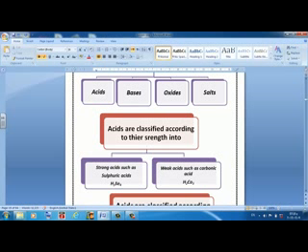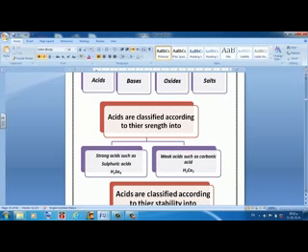Acids are classified according to their strength into strong acids such as sulfuric acid, H2SO4, and weak acids such as carbonic acid, H2CO3. So here we have a classification of acids. Acids are classified according to their strength into strong acids and weak acids. Strong acids such as sulfuric acid, H2SO4, weak acids such as carbonic acid, H2CO3.